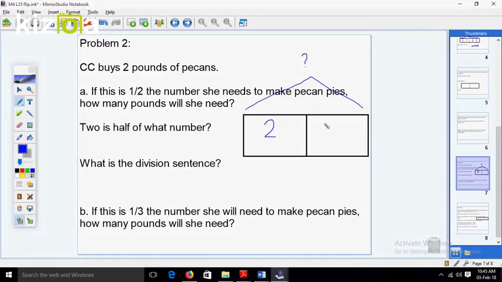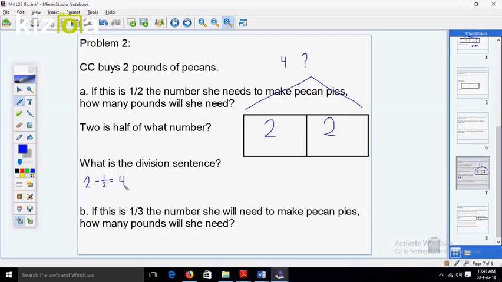Okay, so then if I fill this in, 2 here, the other half of what she needs, how many will she make? Well, she'll make 4. All right, so what does our division sentence look like? Well, it still looks the same, right? 2 is what she has, but that's only half of what she needs, right? So she'll need 4 pounds.